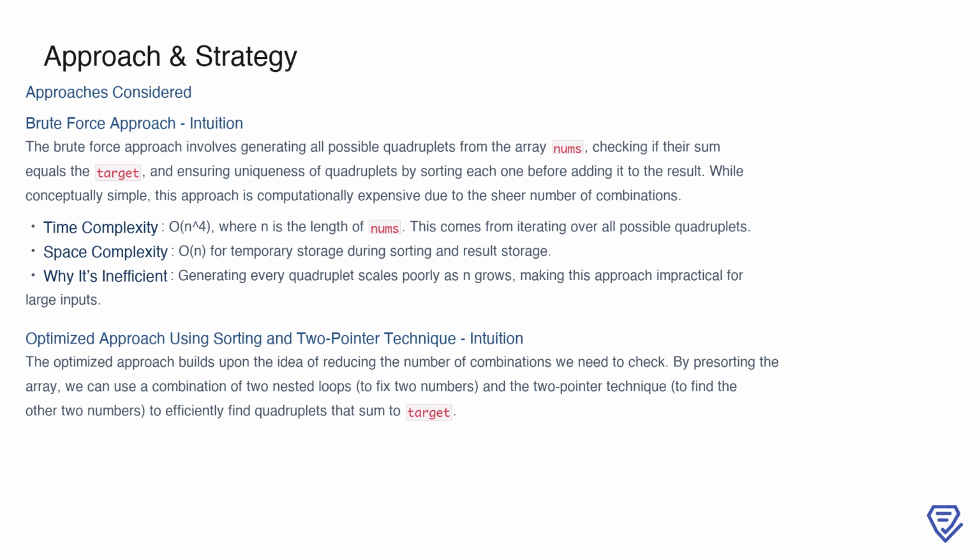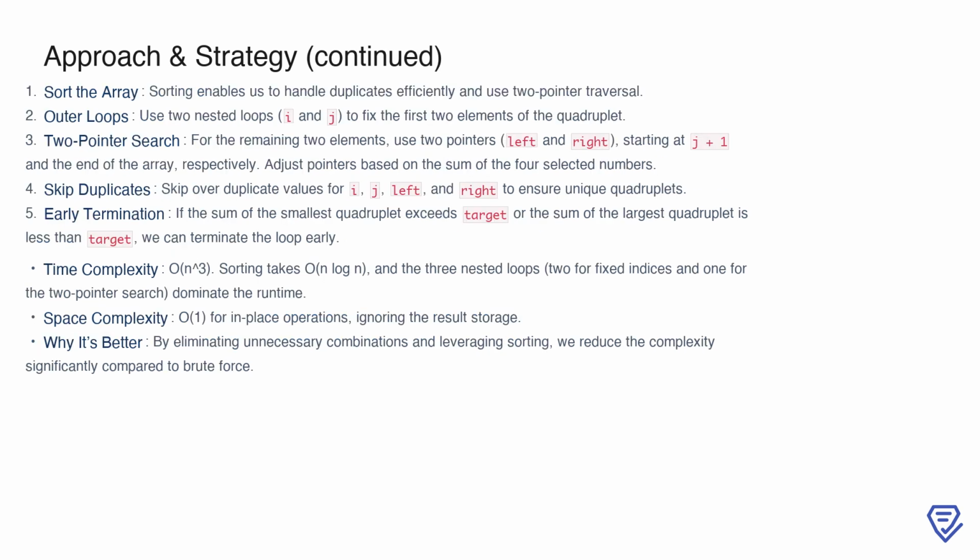To address these limitations, an optimized approach can be employed, which leverages sorting and the two-pointer technique to significantly reduce the number of combinations we need to evaluate. The optimized approach begins by sorting the input array. Sorting serves two purposes.